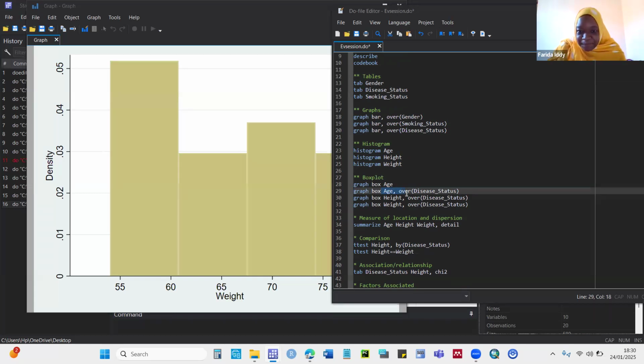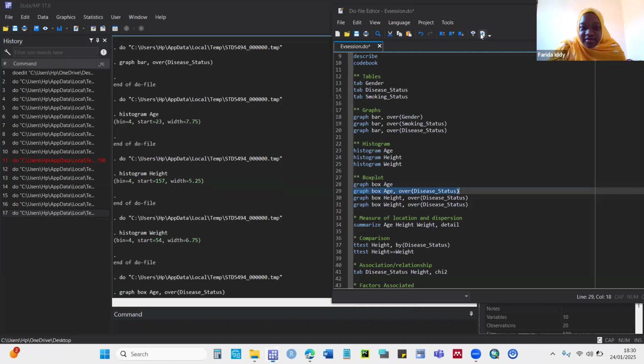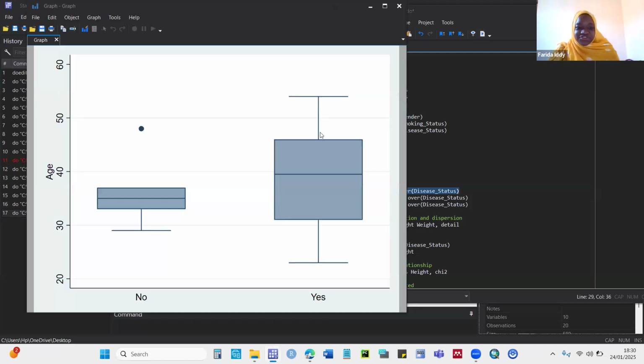So here, I want to see the distribution of age between the diseased and participants who are not diseased. I can clearly observe it in this group. There is this outlier here who is almost maybe age 48, while in this diseased group, there is no outlier. So here it can be detected as an outlier.